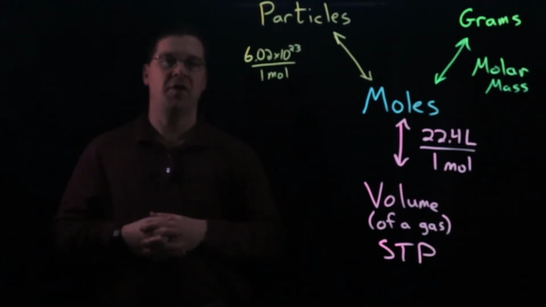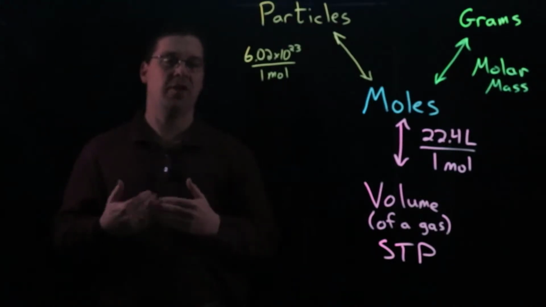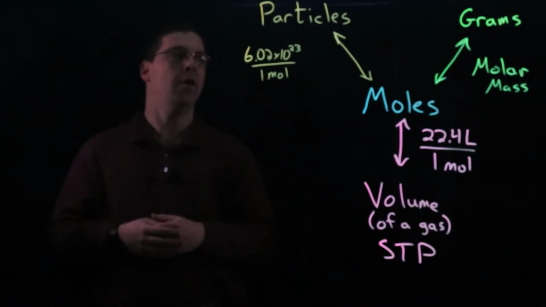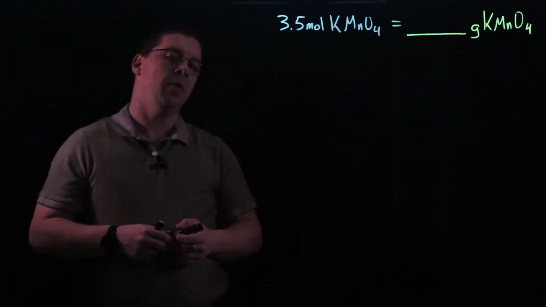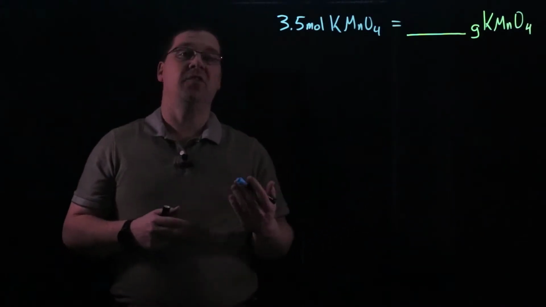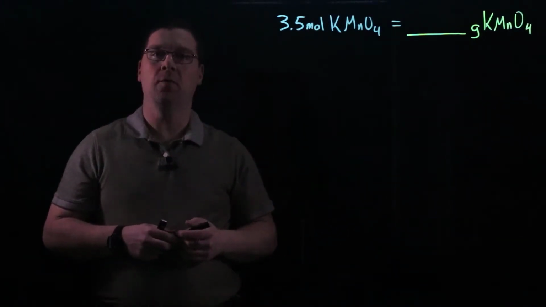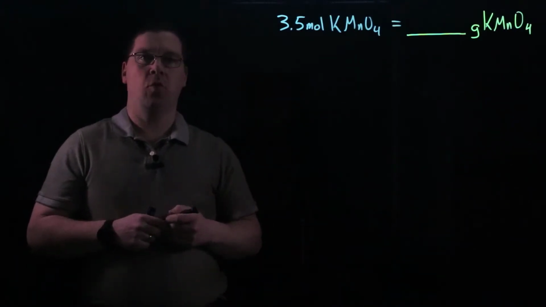If I were given a problem where I was given a mass of substance that I have and I was asked how many moles that would be, I would need to determine the molar mass for that substance. So in order to convert from moles of a substance to grams of a substance, I need to use that substance's molar mass value. So I'm going to start this problem by writing down the quantity that I'm given.